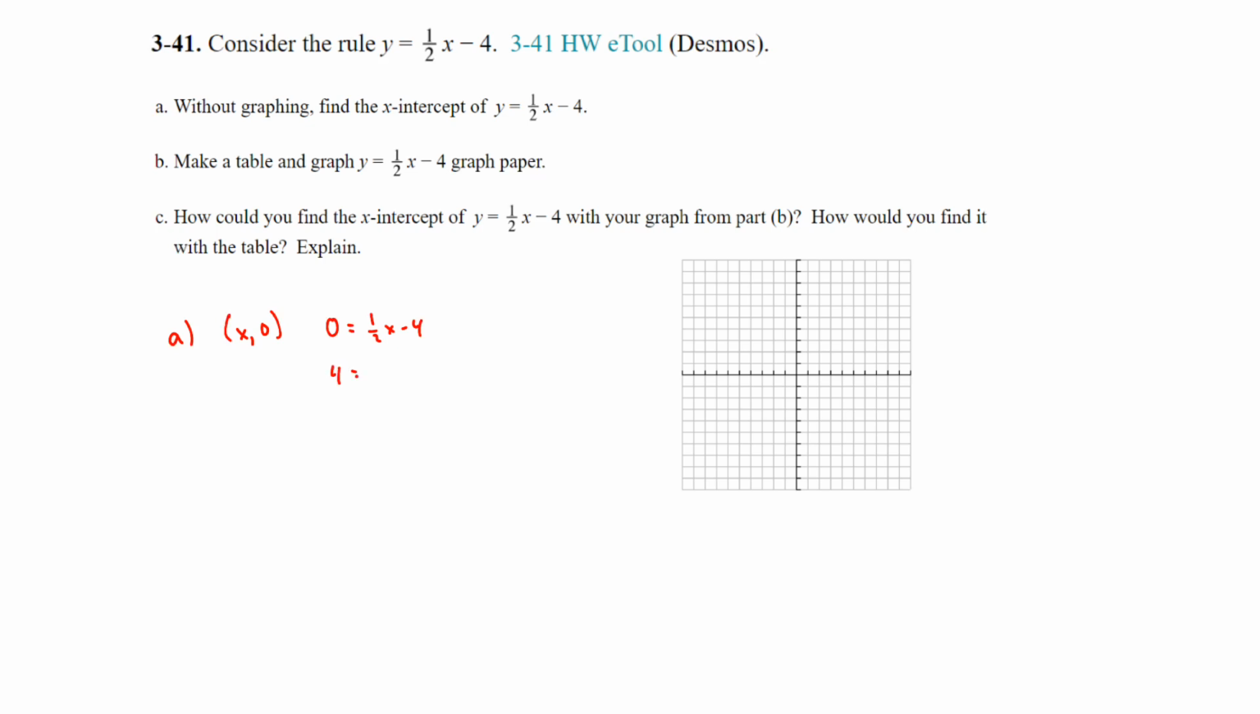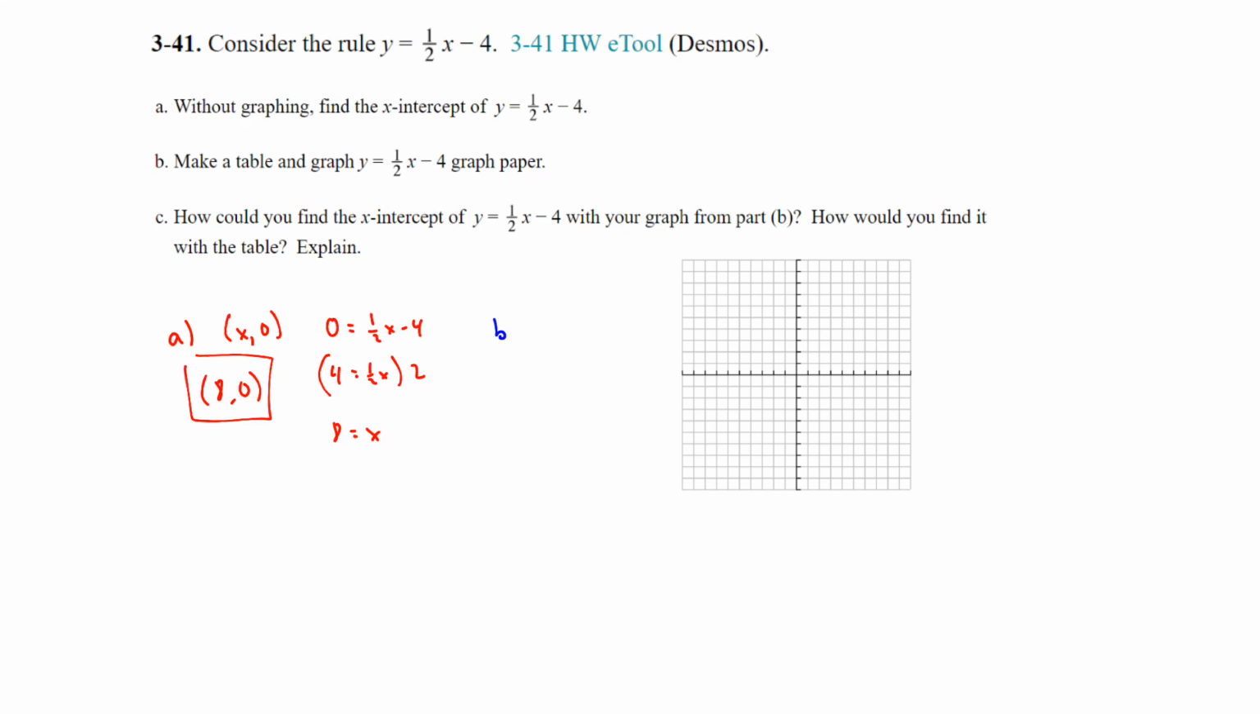So we add 4 to both sides, multiply both sides by 2, and you get x is equal to 8. So that means our x-intercept is (8, 0). Now make a table and graph y equals 1/2 x minus 4 on the graph paper.